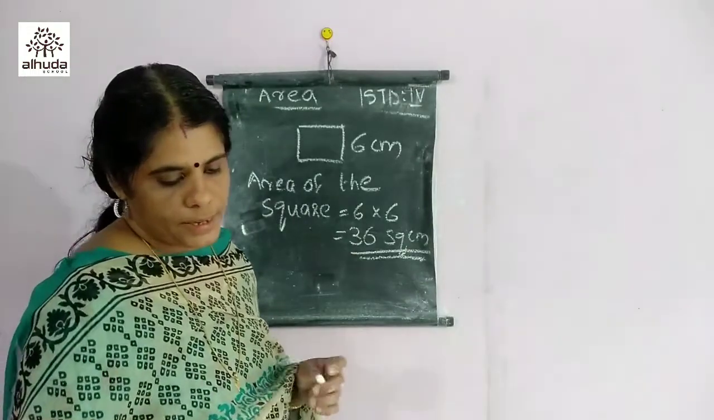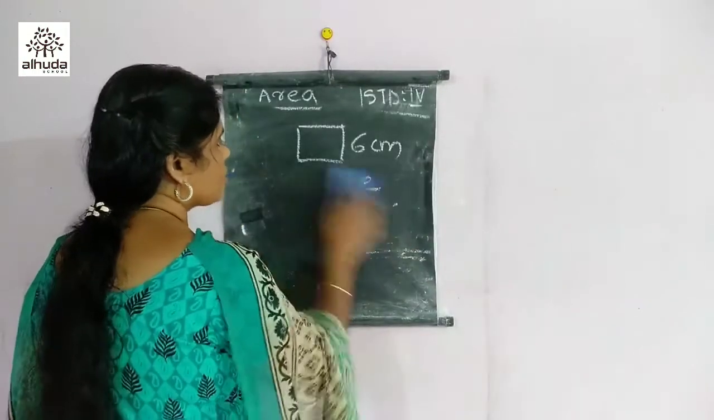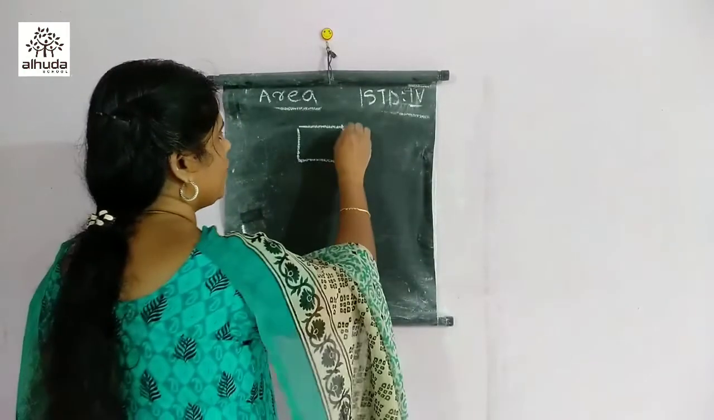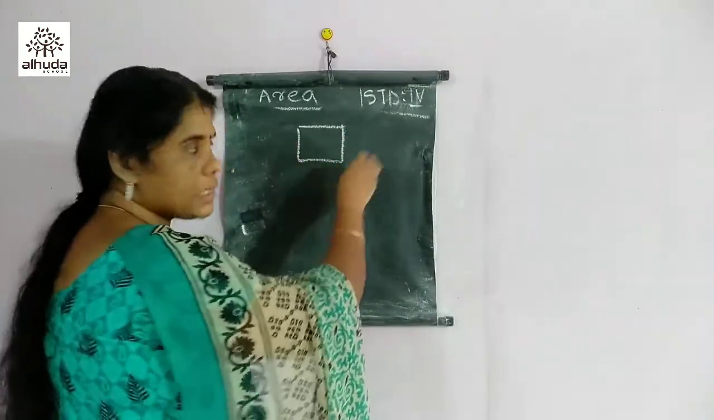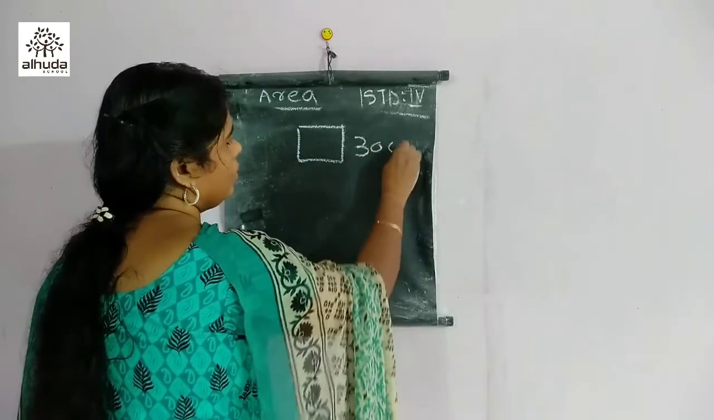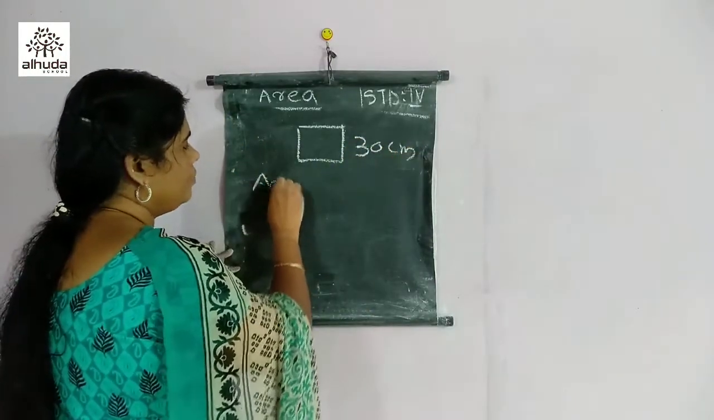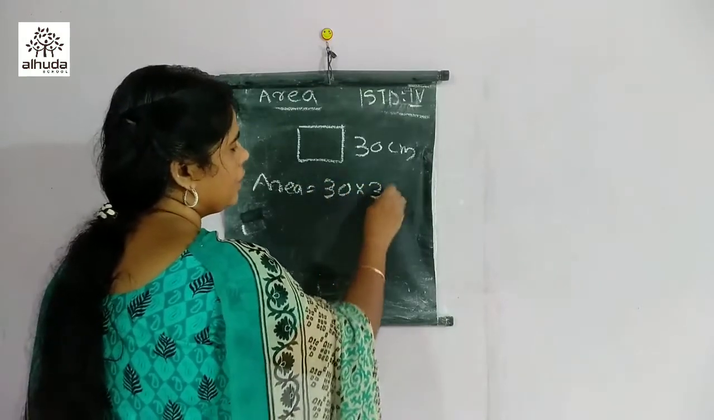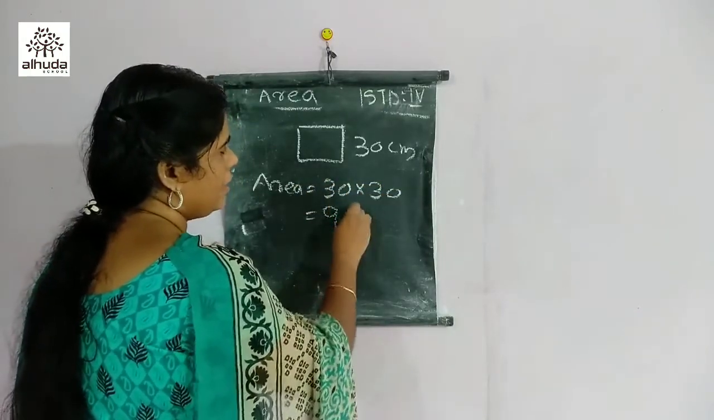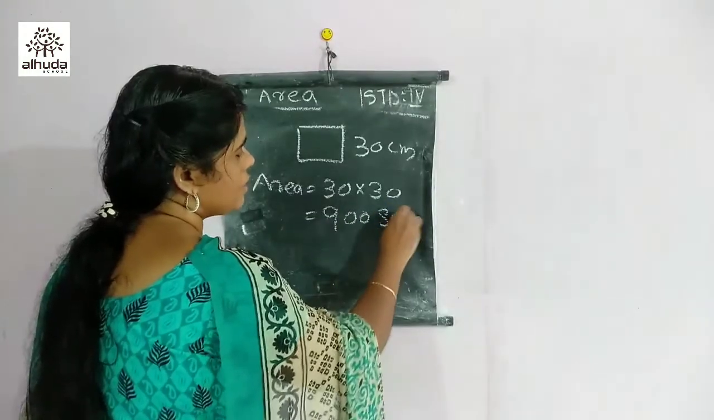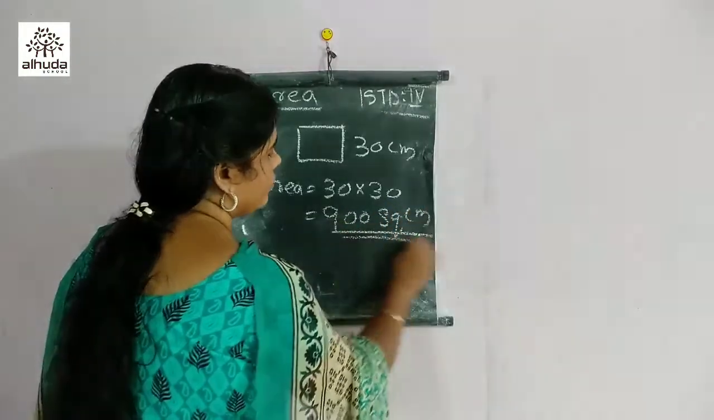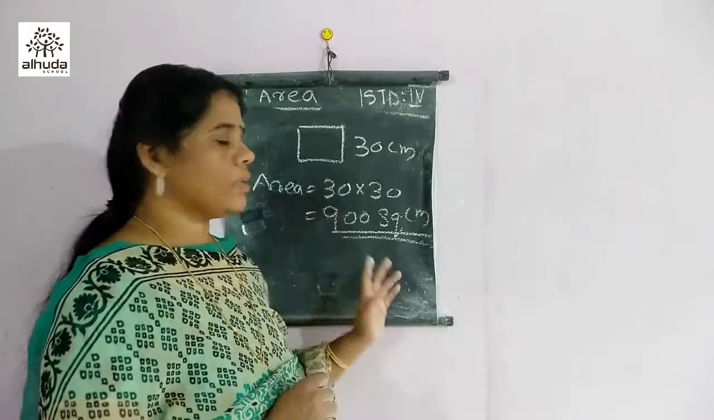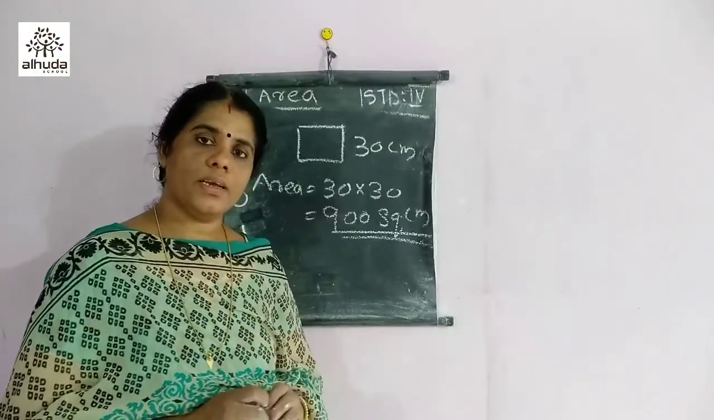Okay. Next question. Another square is given, and one side is 30 centimeter. Then area is equal to 30 into 30, which is equal to 900 square centimeter. This is the answer. In this way, we can easily find the area of a rectangle and a square.